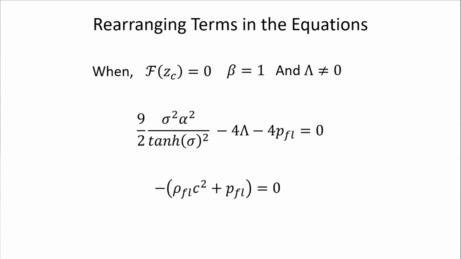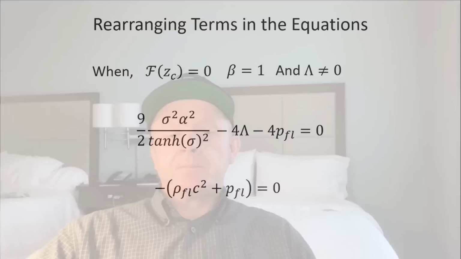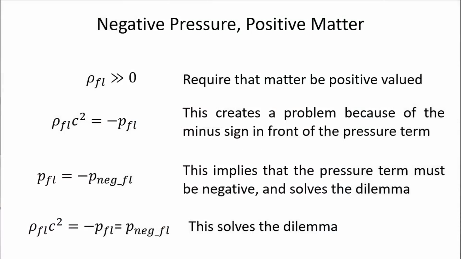The second equation has the energy density plus the pressure of the fluid, which we can solve for. The second equation presents us with a problem. If we require matter to be a positive value, then this implies a negative pressure is acting on our spacecraft. One way around this is to assume that the pressure is negatively valued, making a positive pressure and thus a positive energy density that we are dealing with.